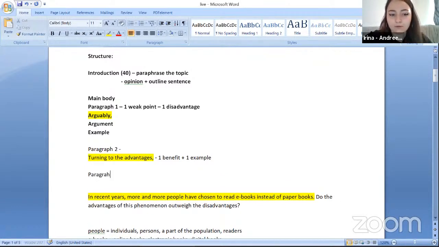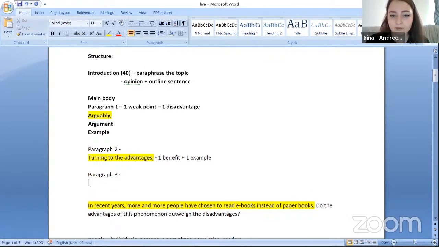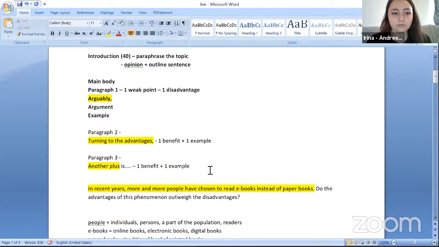The next paragraph, paragraph 3, we should have another benefit, because we said there are more benefits. It means that we should write 2 benefits and only one disadvantage. And here we can start like, another plus is, and the same idea. Yeah, we present one benefit plus one example. Okay, so this was the main body of the essay.